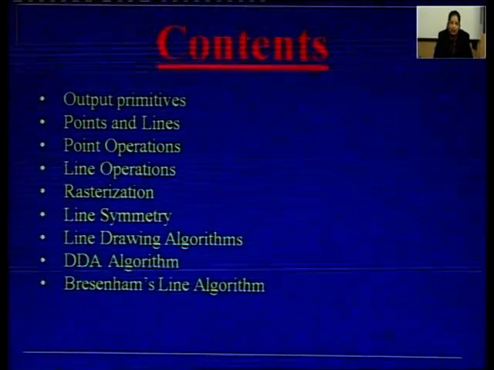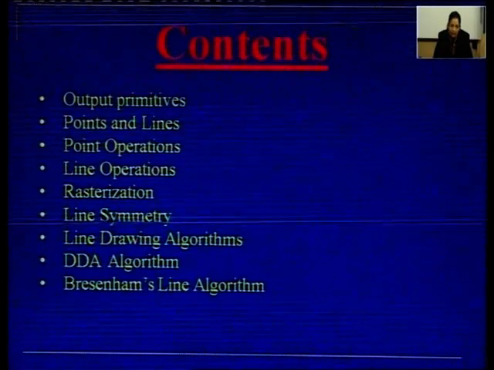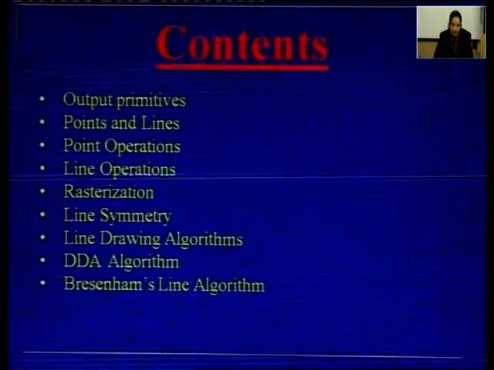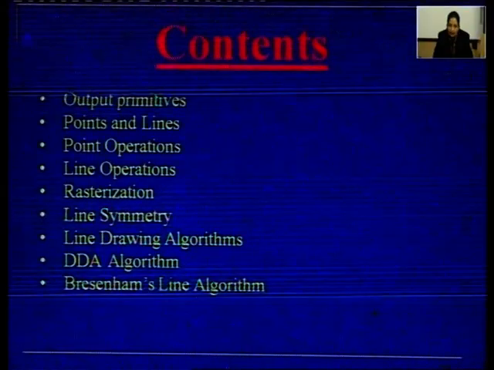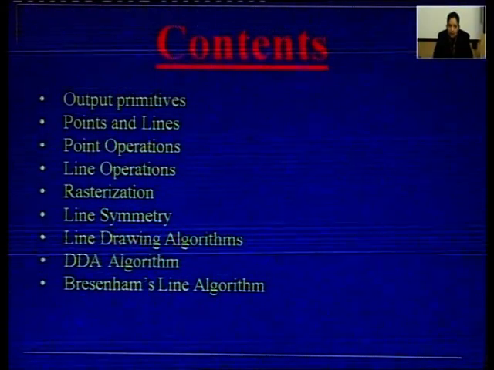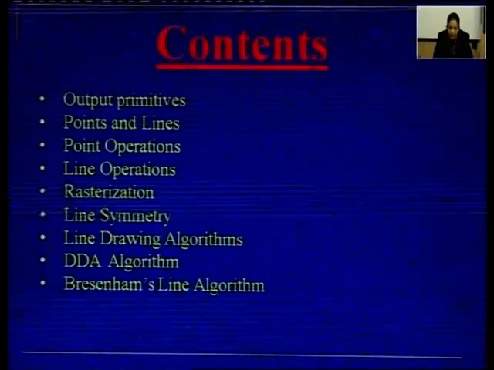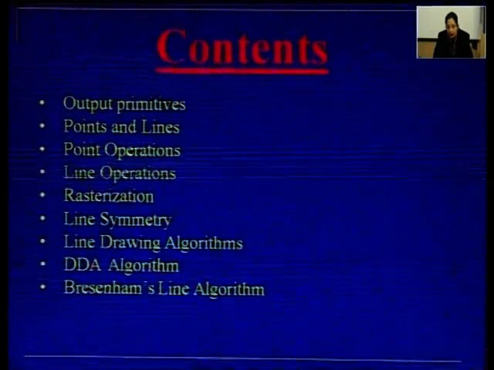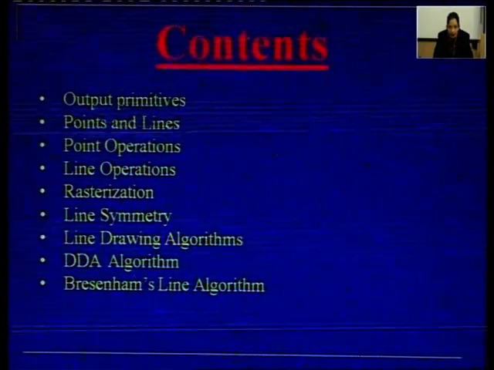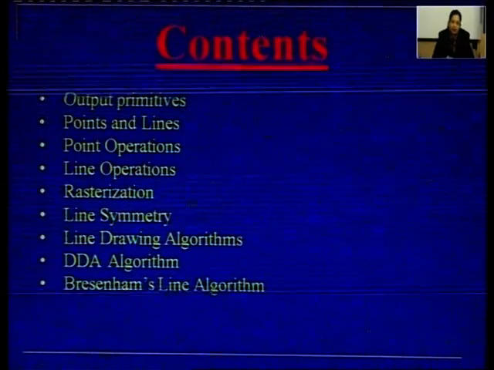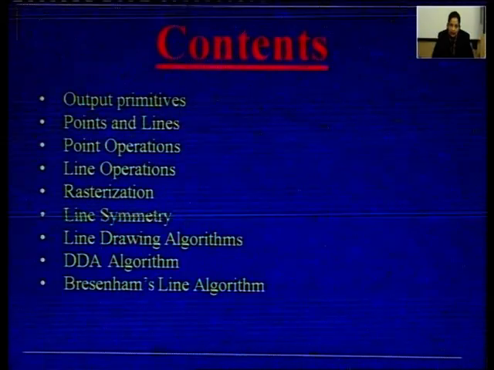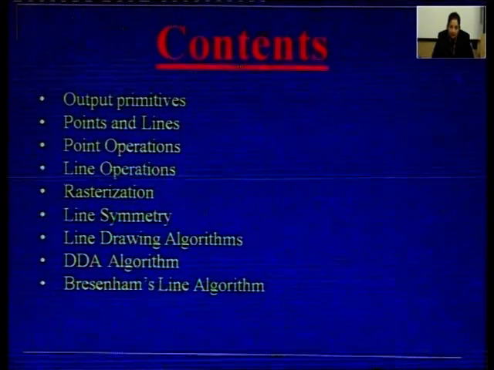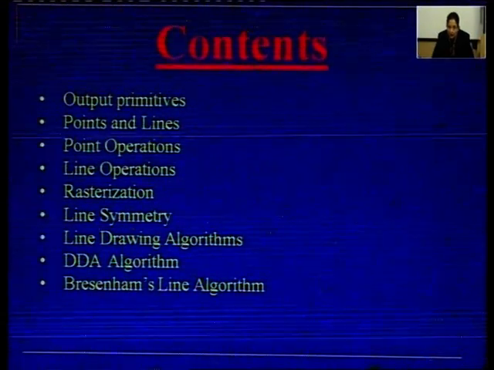Then the line drawing algorithms. First of all, the line can be drawn with the help of the slope line equation, that is the equation of a line, y equals mx plus b, where m is the slope of the line and b is the y intercept. This equation draws a line very well, but it involves multiplication operations, floating point operations, etc.